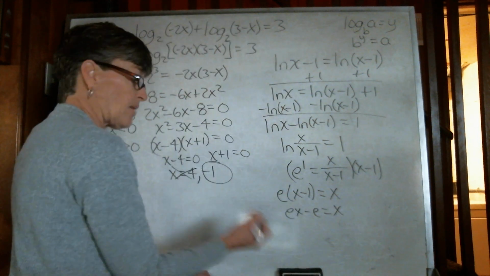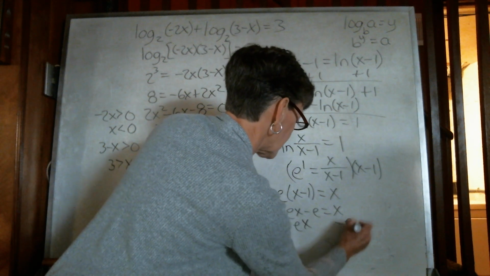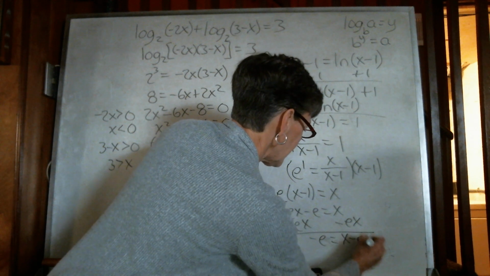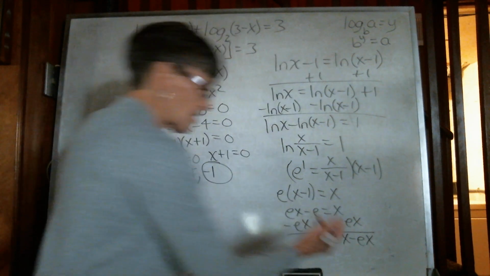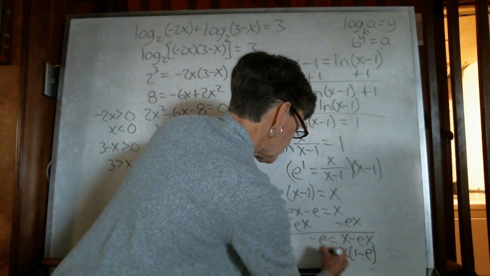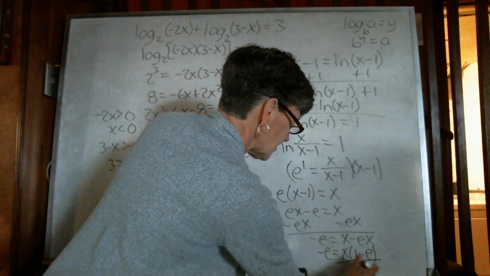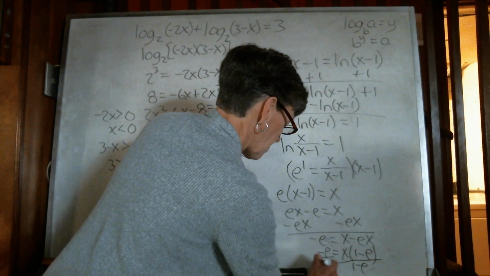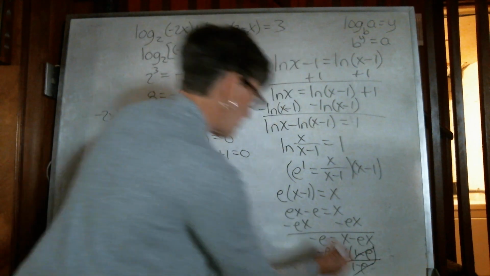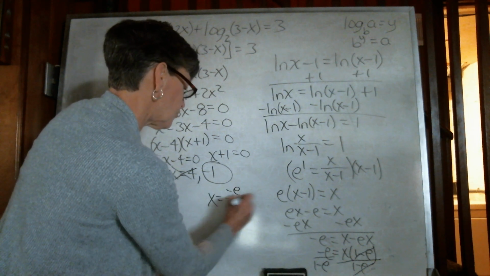And now I need to get my x terms on the same side. So I'm going to subtract ex from both sides, and I have negative e equals x minus ex. I'm solving for x, so I want to factor the x out: x times 1 minus e equals negative e. Now I divide both sides by 1 minus e. All right, and so let's move our answer up here where we can see it better. x is equal to negative e over 1 minus e.